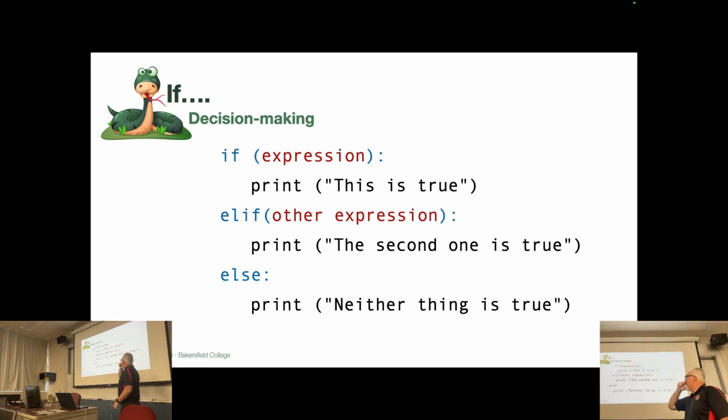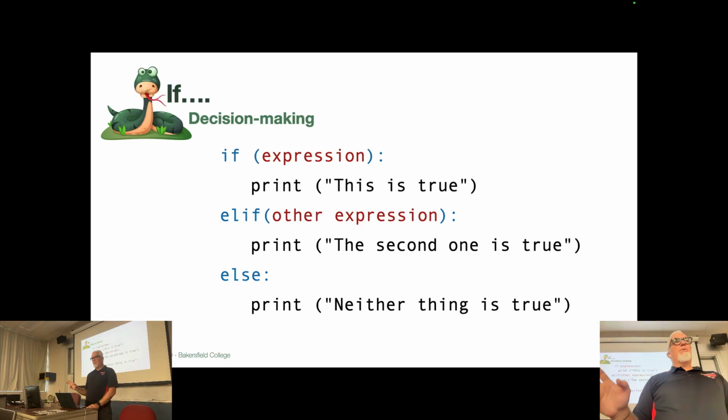So if the first expression is not true, then it will go to elif and it will say, is other expression true? If that's true, then it will do that one. If it's not, otherwise, we print neither thing is true.